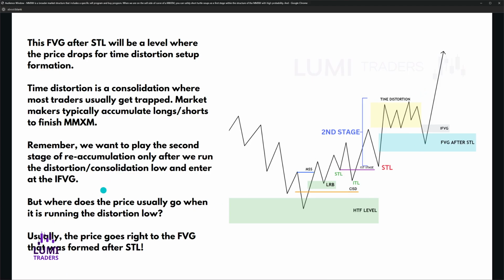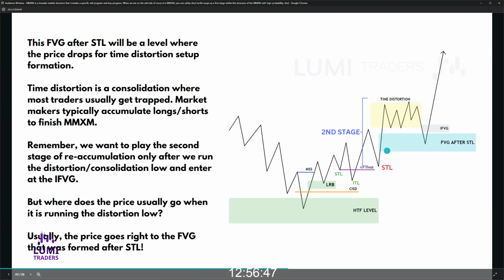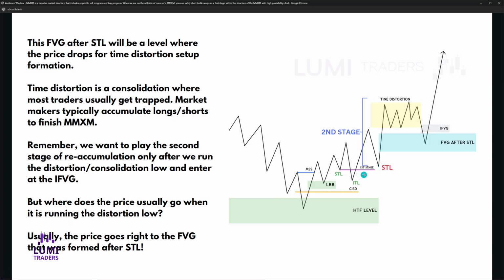Market makers typically accumulate longs or shorts to finish the market maker model by using this consolidation as part of the second stage of reaccumulation or redistribution. Remember, we want to play the second stage of reaccumulation only after we run the distortion, consolidation low or high, and enter using the inversion fair value gap idea. Okay, what do I mean by this? We got time distortion. In order to trade the second stage, you would like to see a run below the distortion low always. You don't want to enter in the middle of nowhere, never.